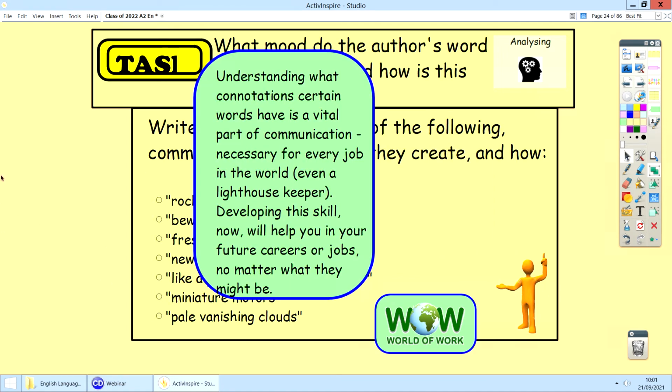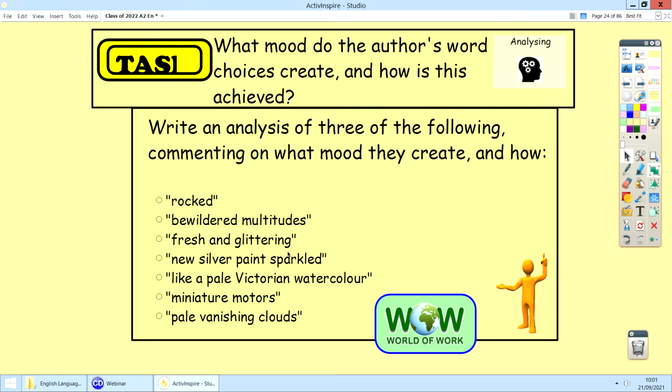So understanding what common connotations certain words have is a vital part of communication, necessary for every job in the world, even a lighthouse keeper. That's a very solitary job. You still have to communicate. Developing this skill now will help you in your future careers or jobs, no matter what they might be. You might be a farmer, you might be a policeman, you might be a doctor. It's especially important if you're a doctor, especially if you're a surgeon, for example. You might be a teacher, you might be an architect, you might be a sewage treatment plant worker, you could be a vet. Any job in the entire world will require communication. So it's important that we understand what connotations words can have. So pause this and do this now, and then come back.